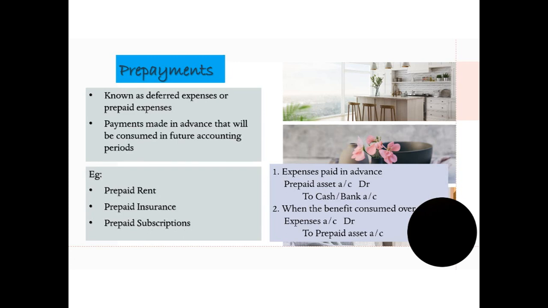Prepaid insurance, paying insurance premiums for coverage extending beyond the current accounting period. Then prepaid subscriptions, paying for annual subscriptions or licenses in advance. To record a prepayment, the company debits the prepaid asset account and credits the cash or bank account. As the benefit is consumed over time, the prepaid asset is reduced and the corresponding expense is recognized.